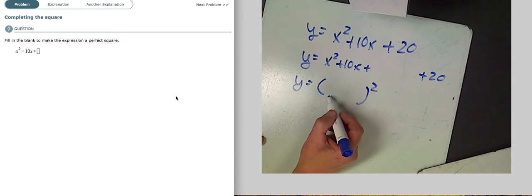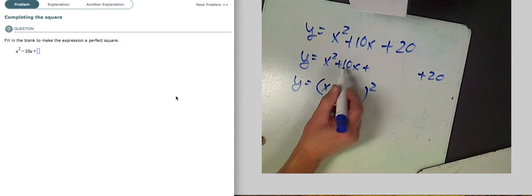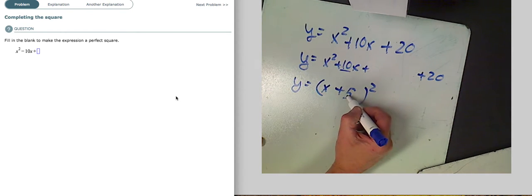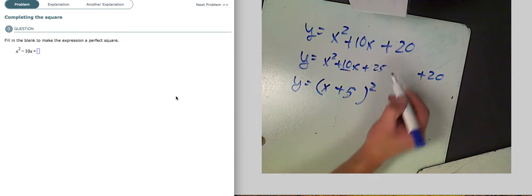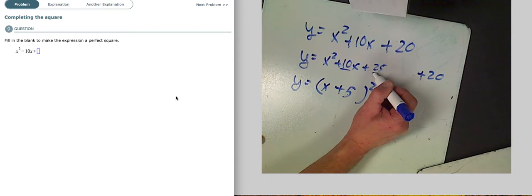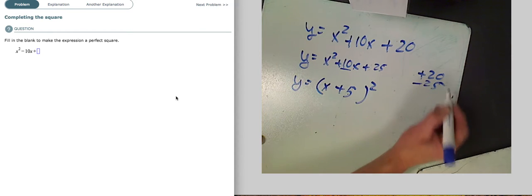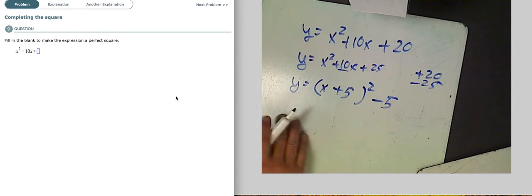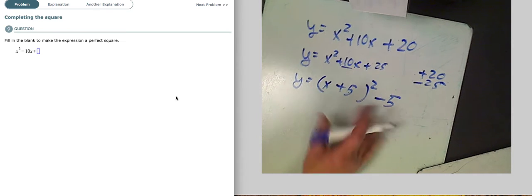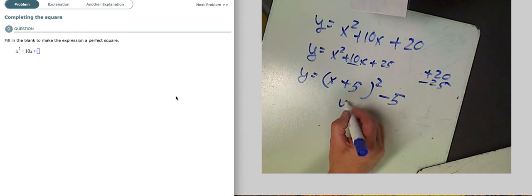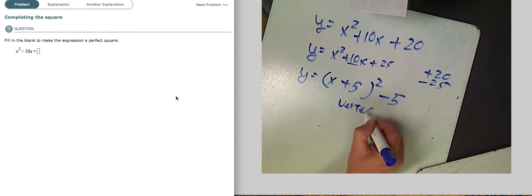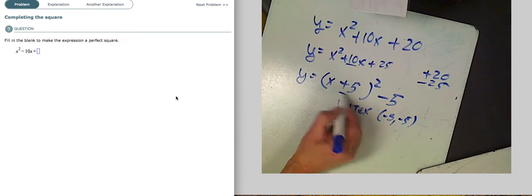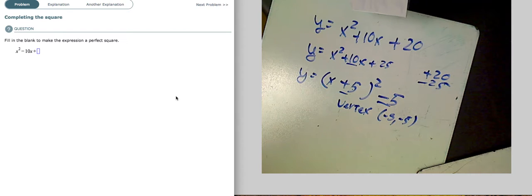I know I'm going this way. And so I say, what's half of that? Well, that's 5. And then 5 squared is 25. Now I've added 25 to this, so I'm going to subtract 25 over here, and I'm going to get negative 5. So now I have an equivalent expression that is in vertex form, and my vertex is the point negative 5, negative 5, right? And now I can graph.